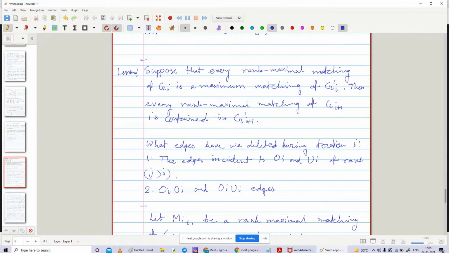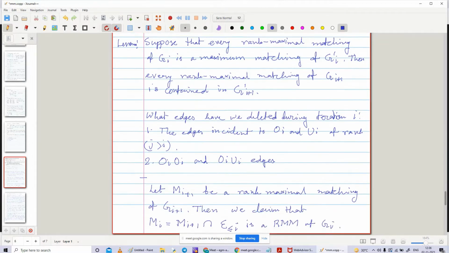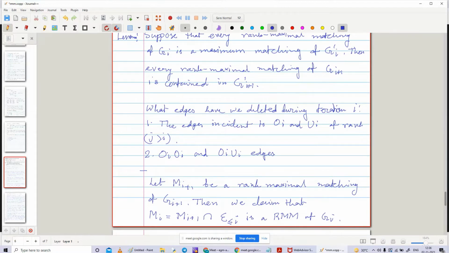So how did we prove it? We proved it by saying that the edges we are removing during the ith iteration will not be part of any rank maximal matching in G_{i+1}. Okay, so how do we do that? We first check which edges we are removing during iteration i.